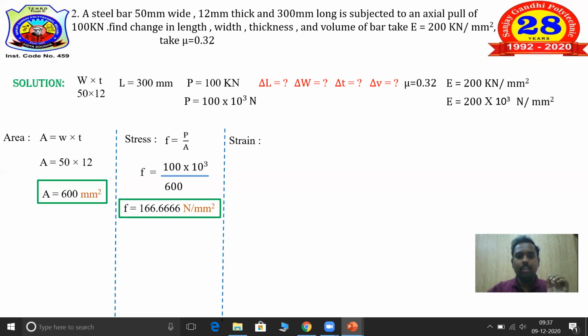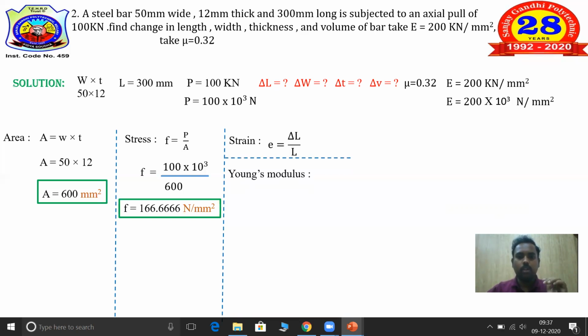Then strain. Strain, e equals delta L by L. Do we know the value of strain? No, it's unknown. What about delta L? No, it's unknown. So we have two unknowns, and if we have two unknowns, it is difficult to solve. So what should I do? Just skip that formula, then go for the next one.